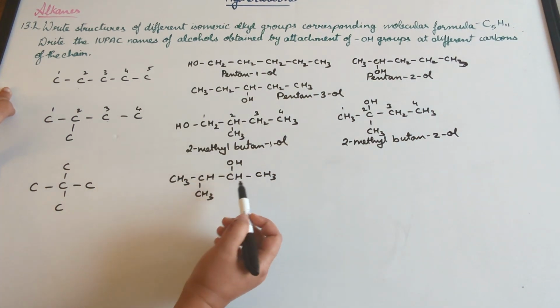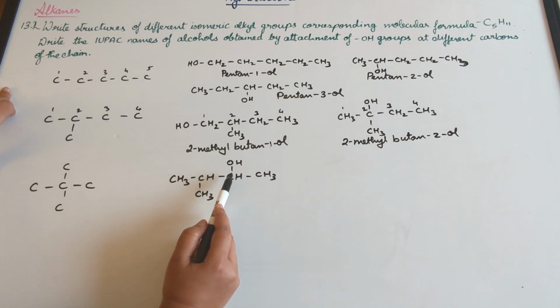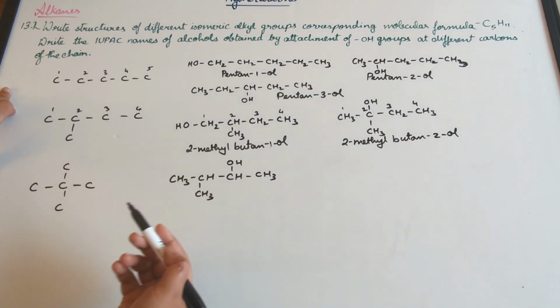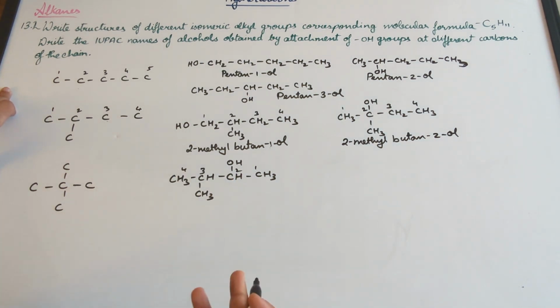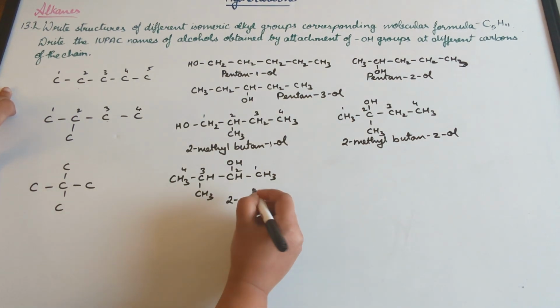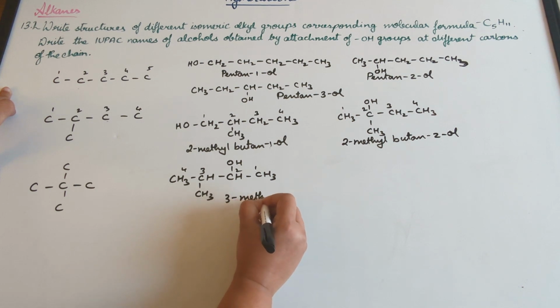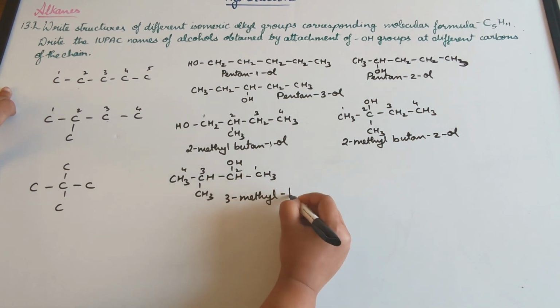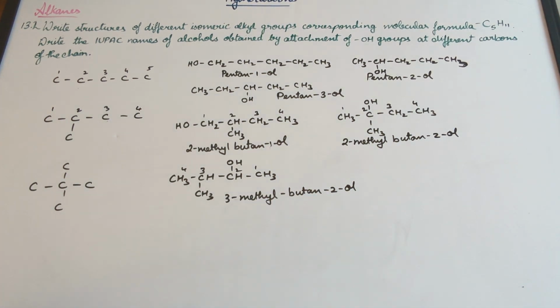So here in this case, if you number it from this side, 1, 2, 3, and 4, the carbon attached to the OH gets 3, but when you number it from right to left, it gets number 2, and because of that, the right to left number is preferred, and that's why I kept stressing on this being our numbering of the compound. So you have a methyl group at the third position, so the name would be 3-methyl butan 2-ol.